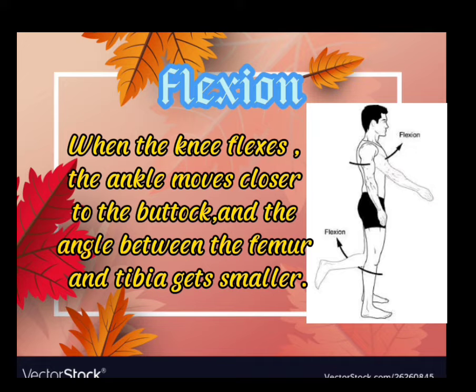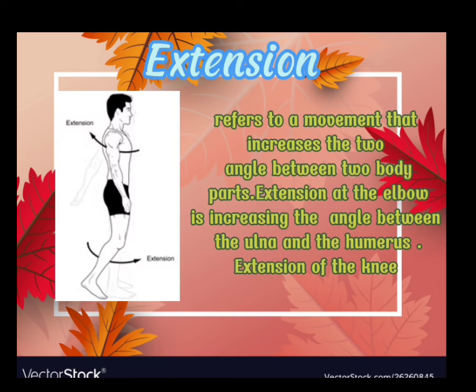When the knee flexes, the ankle moves closer to the buttock, and the angle between the femur and tibia gets smaller. While extension refers to a movement that increases the angle between two body parts. Extension at the elbow is increasing the angle between the ulna and the humerus. Extension of the knee strengthens the lower limb.